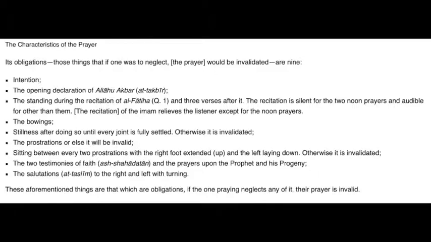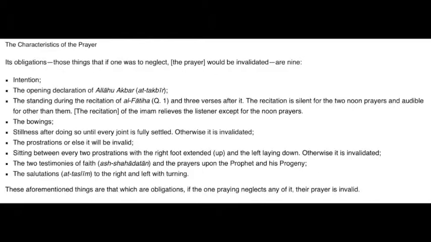The 4th obligation, according to this text, and the 5th obligation, according to Al-Azhar, is the bowing. It refers to the bending of the body from the waist, with the hands firmly on the knees. The 5th obligation, according to this text, and the 6th obligation in the Al-Azhar is stillness after doing so, until every joint is fully settled, otherwise it is invalidated.